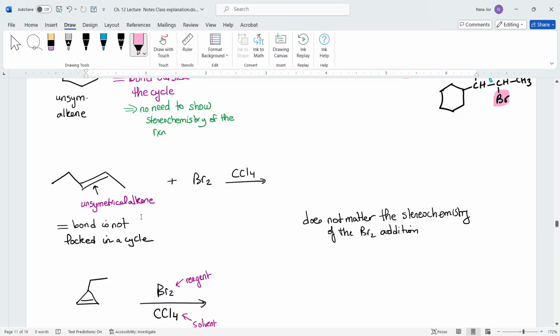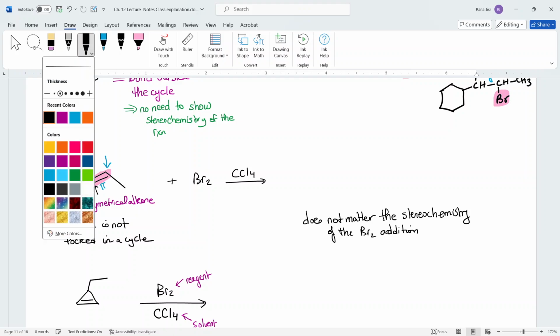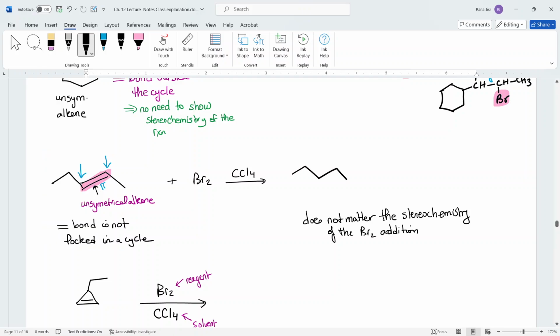Whether you're doing a symmetrical or unsymmetrical alkene, it doesn't matter. You have your alkene there, and your double bond is not locked in a cycle. So if it's not locked in a cycle, the stereochemistry of the addition does not matter. All I want you to do is add a bromine here, add a bromine there, break the pi bond, and show that you are forming two sigma bonds. So your product is simply going to look like this. You have a bromine there, and that is the sigma bond, and that's it.